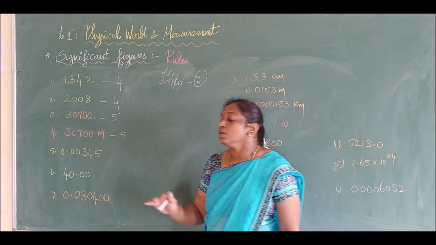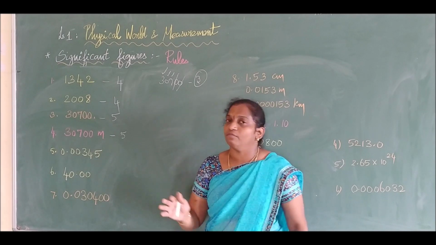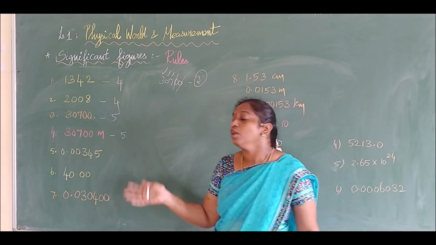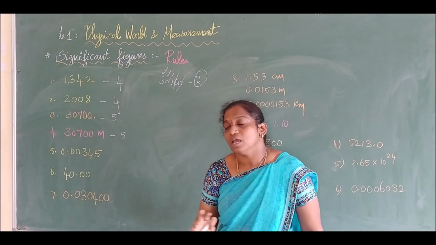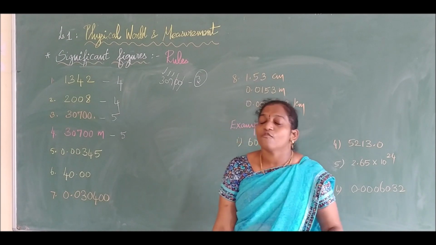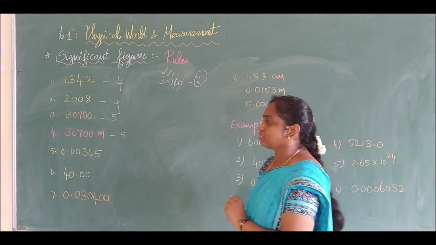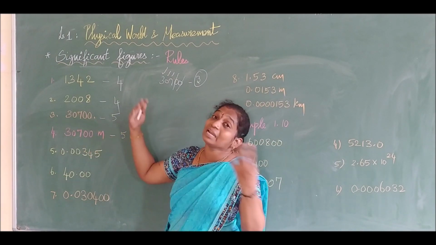Non-significant. If the value is given in terms of a measurement with a unit, then we should not say with decimal point or without decimal point. We have to take the whole number and count the significant figures. And therefore this is also having what? 5 significant figures. Is it clear to you? Good.